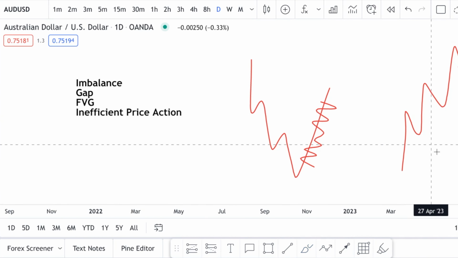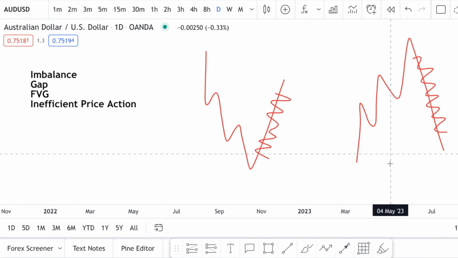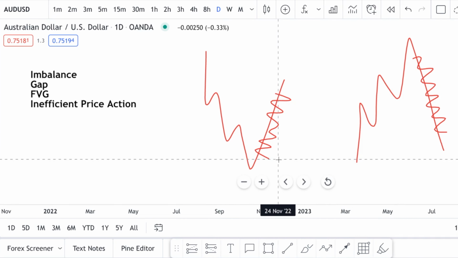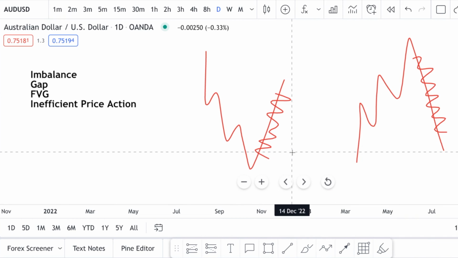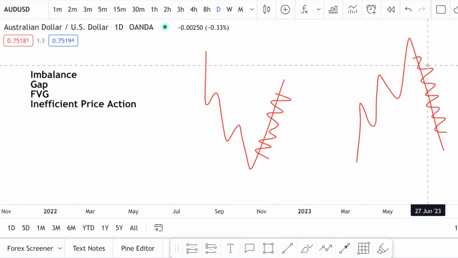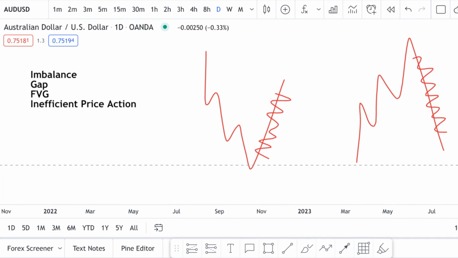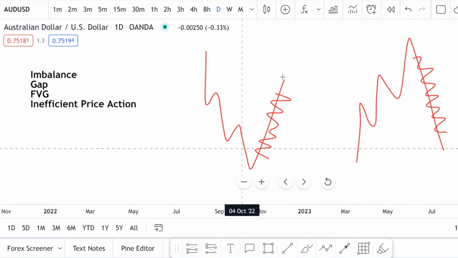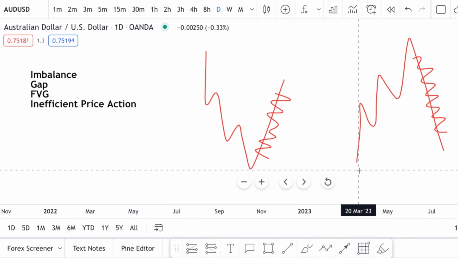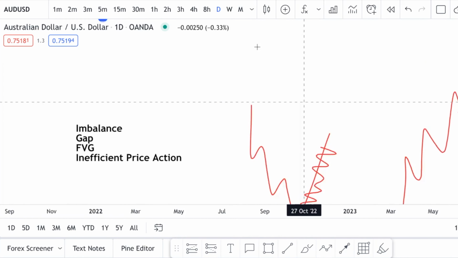So what exactly is this? What does it mean? All this means is, at this point, the only thing that was happening was buying, and at this point, the only thing that was happening was selling, therefore leaving the market inefficient. The market needs to be efficient, but when we get rapid movements in price, such as this and such as this, it leaves the market inefficient.